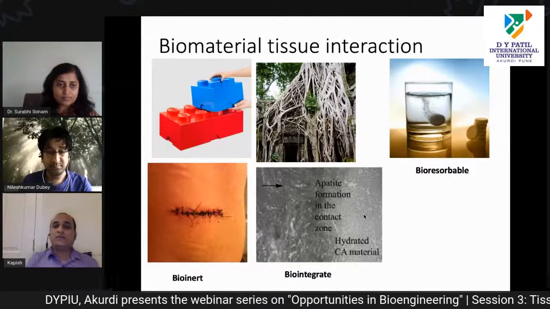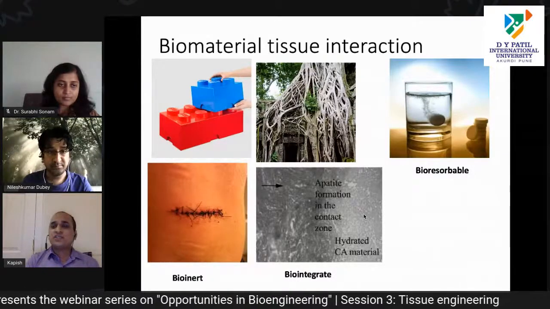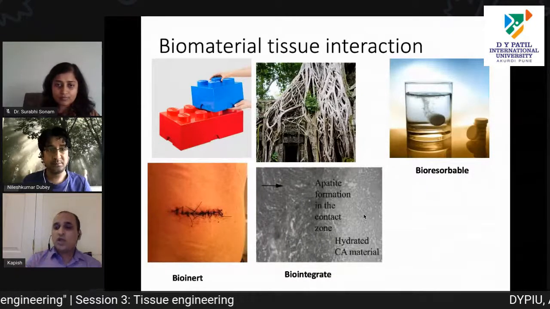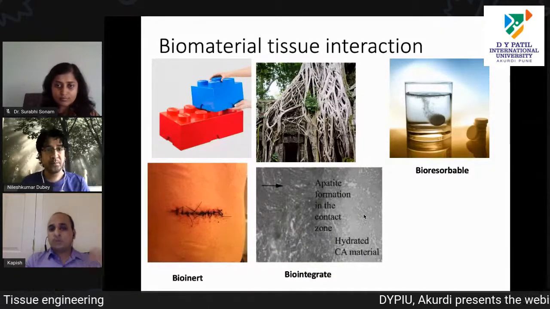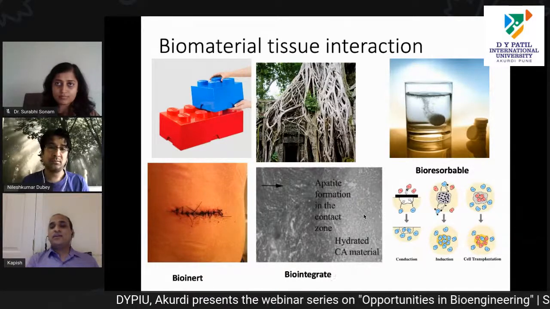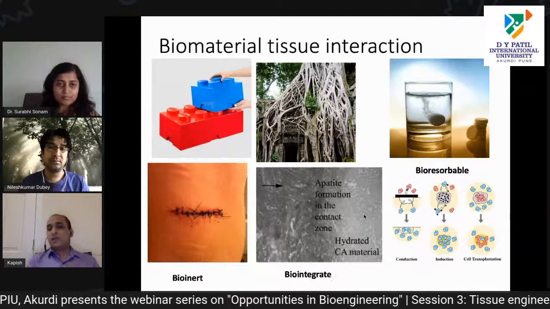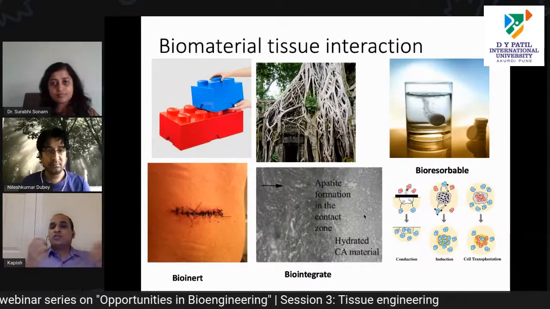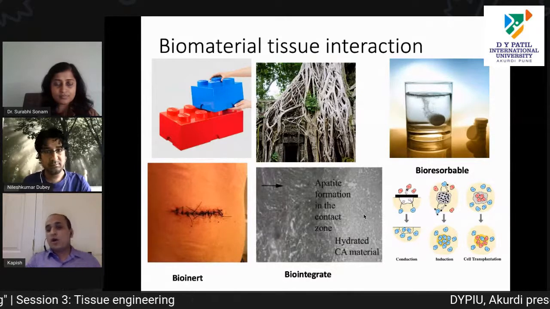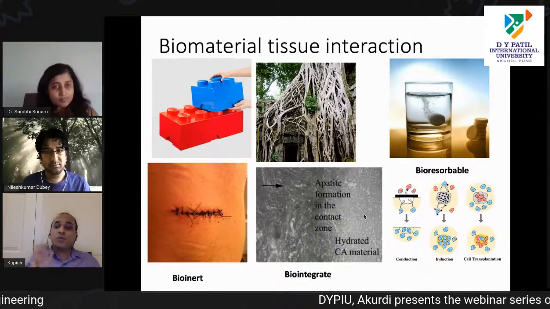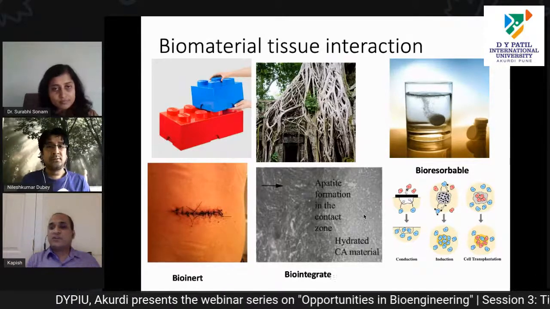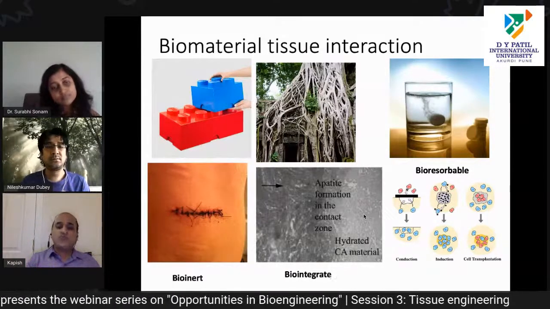And the third kind of biomaterial is one which supports the cells, but with time it gets reabsorbed and is replaced by the normal material which is secreted by the body. In this case, we can define the material in three aspects. One could be conductive, which basically allows some cells to come in and replace the tissue, or inductive, which promotes one cell type to come and doesn't allow other cells. And the third is cell transplantation, where we seed cells along with the material.